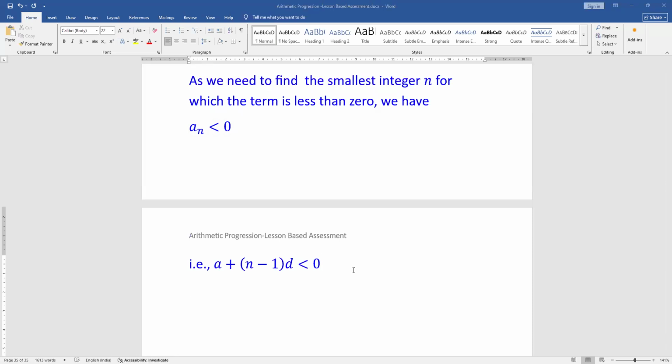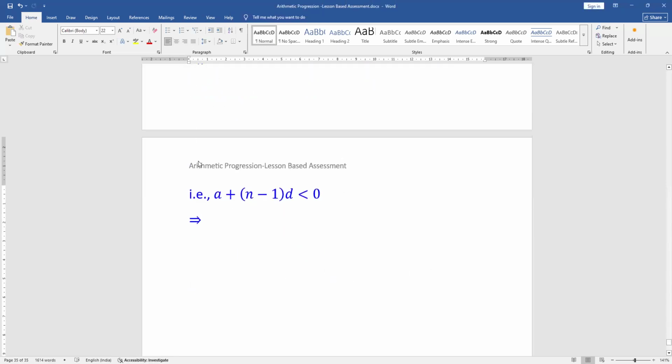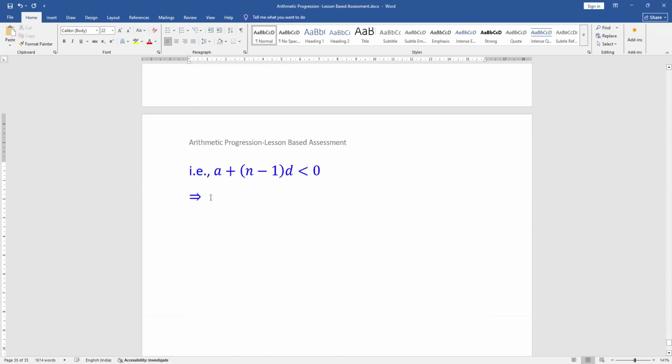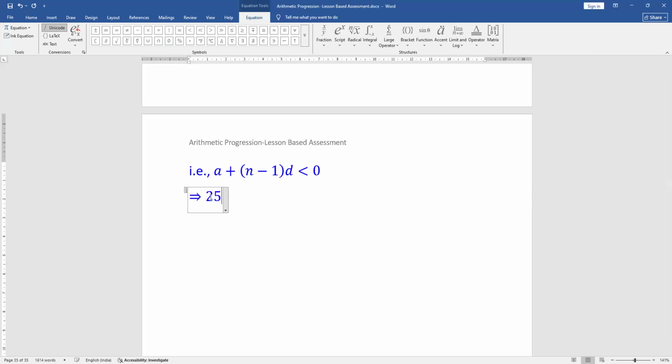Then I put the first term, which is 25, correct? So 25 plus open bracket n minus 1 into d. The d value is -5. See, use a bracket here, -5. Okay, and then less than 0.